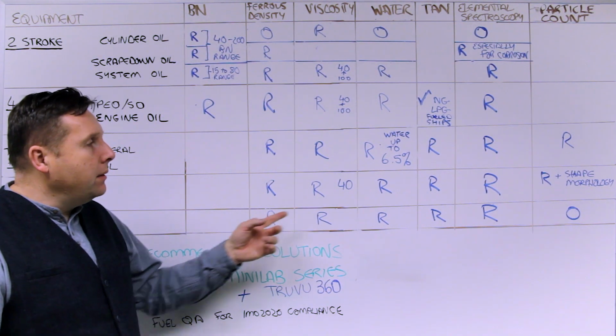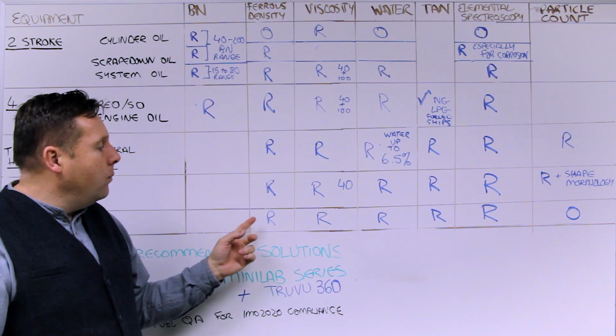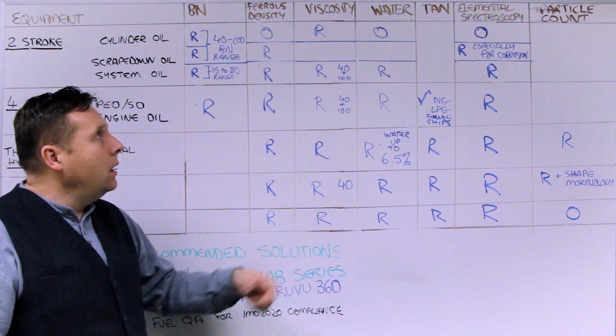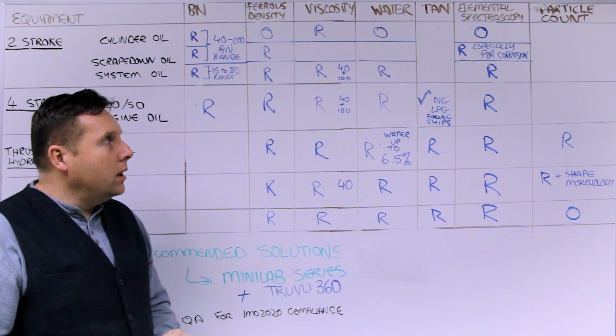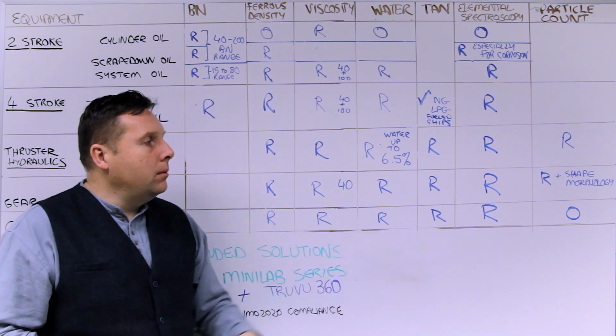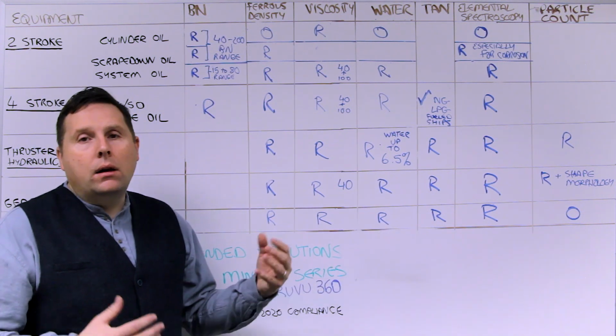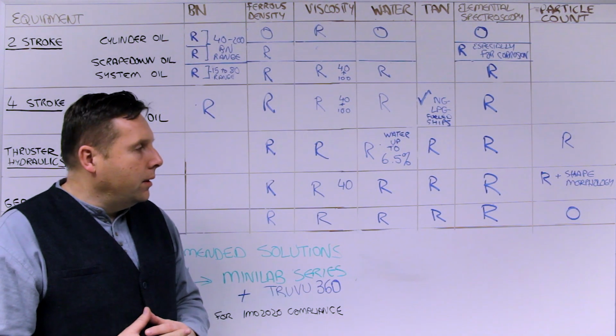Compressor systems, very similar to gear systems, where you're looking at your ferrous density, your viscosity, your water content, your acid number, and your elemental spectroscopy. Particle count is optional depending on the type of compressor that's there.